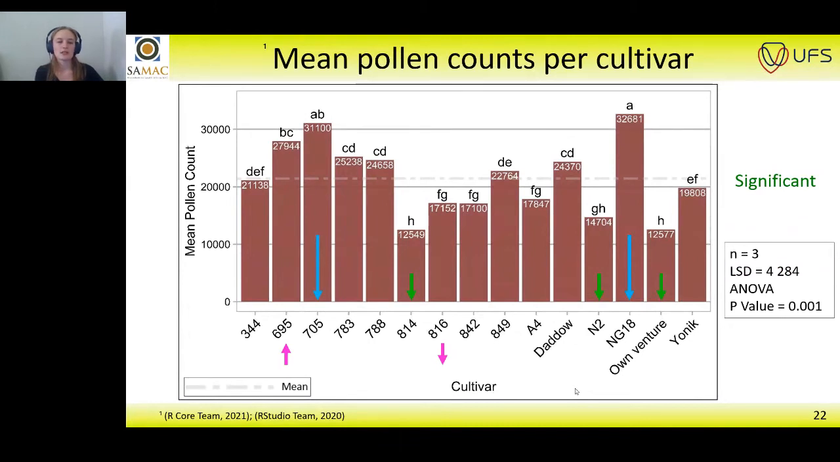You'll see that there are 3 different color sets of arrows, if I can say it that way. The blue arrows indicate 2 cultivars that scored within the highest mean pollen count group, those cultivars being 705 and NG18. The 3 green arrows designating cultivars 814, N2, and Own Venture were the lowest scoring mean pollen count group. If I can also draw your attention to the pink arrows being cultivar 695 and 816. 695 scored above average in terms of its mean pollen count and 816 below.